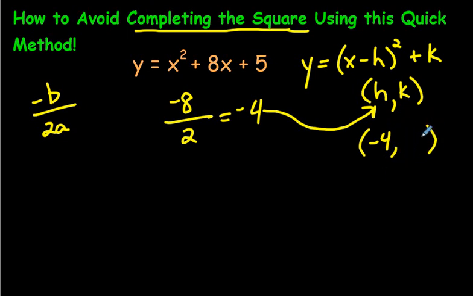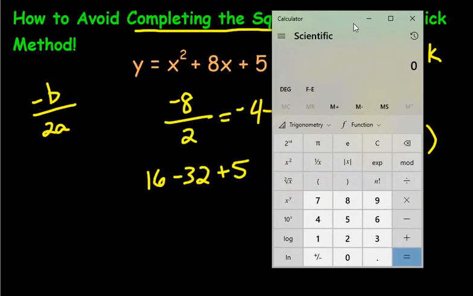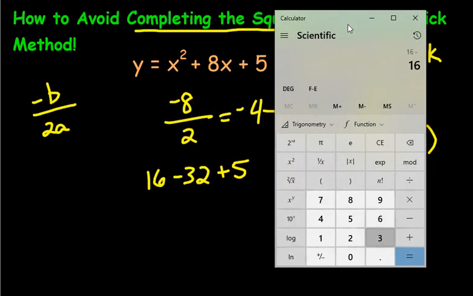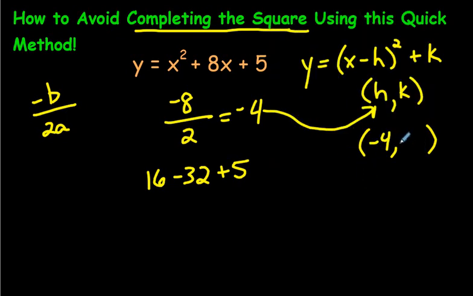If you want to find the y value, or this k on the end here, all you do is plug it back into here. So you go negative 4 squared, that would be 16. 8 times negative 4 is negative 32. And then you have this plus 5 here. If you take a calculator and quickly go 16 minus 32 plus 5, you would get negative 11. So the vertex of this equation would be negative 4, negative 11, just using this quick little formula right here.